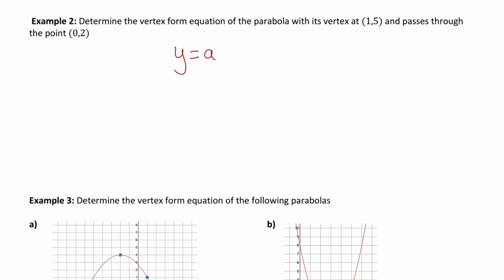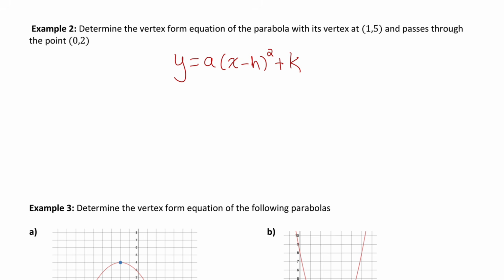Y equals a times x minus h squared plus k. And now let's see which of those three parameters the question gives us. It says that the vertex of the parabola is at 1, 5. Well, remember, the vertex is the h and k values of the vertex form equation. And it also says it passes through this point 0, 2.